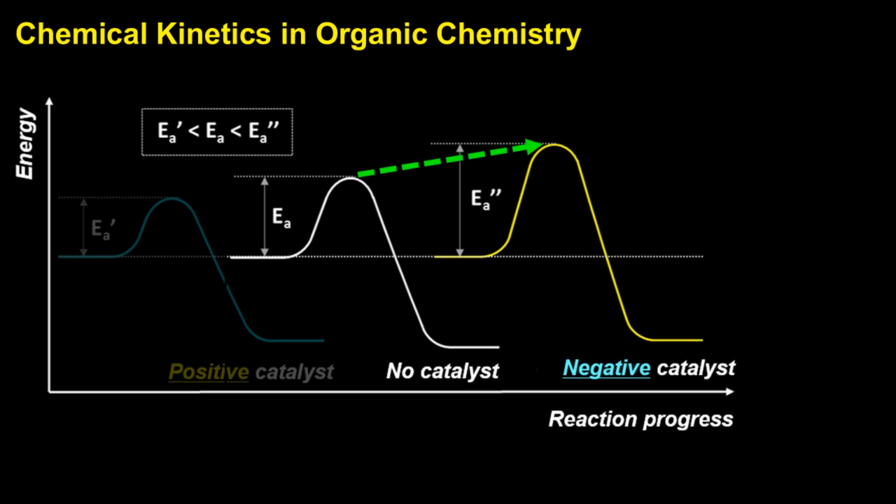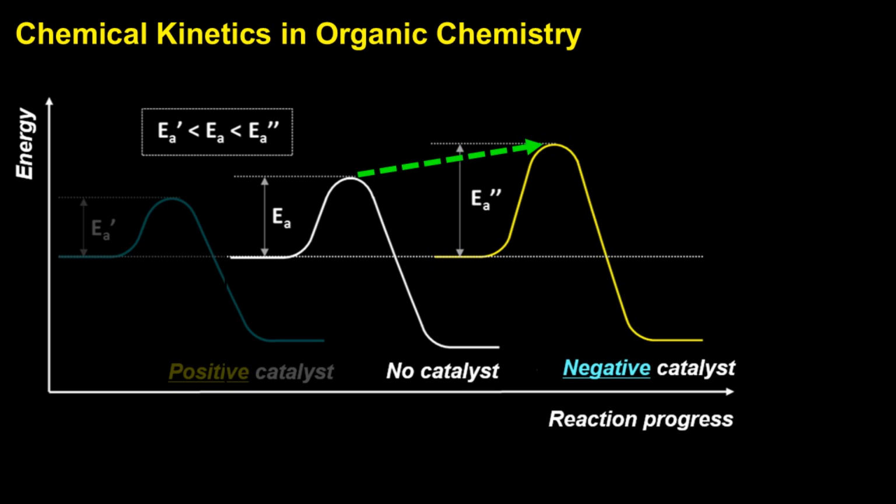Looking at the graph again, you can see that when a negative catalyst is present, the activation energy is actually higher than in the uncatalyzed reaction. That means fewer molecules have enough energy to react, and as a result, the reaction slows down. Negative catalysts are useful when we want to control a reaction and prevent unwanted effects like food spoilage or oxidation.